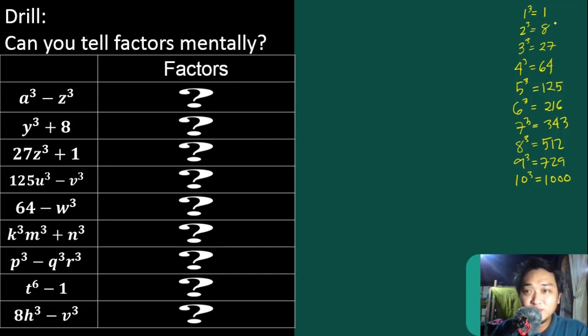So, now that we are familiar with these perfect cube numbers, ready na tayong mag-factor. Now, how about the variables? Yung variables naman, ang gagawin lang natin, i-divide lang natin yung exponent by 3 to get the cube root. Okay, so subukan natin yung una. Mentally, what is the factor of a cube minus z cube?